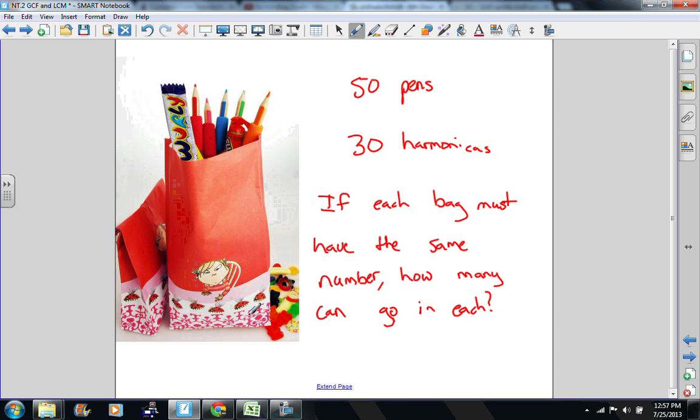So the way I did it is I just kind of visualized each number of pens. So I can split the pens up into 5s. So there could be 5 pens in each, or I could split them up into 10s. So if the pens were split up into 5s, that means each bag has 5 pens. That means we have a total of 10 bags. And if we split them up into 10s, that means we have 5 bags.